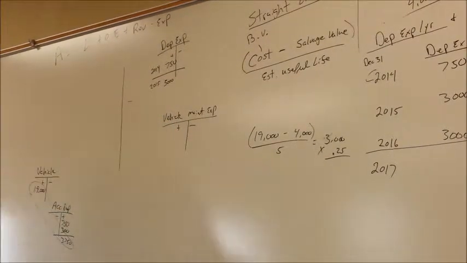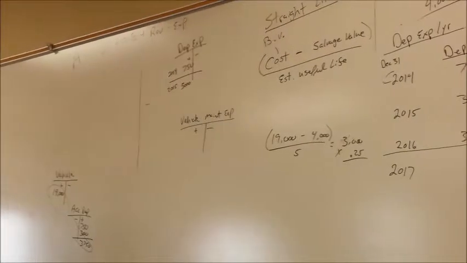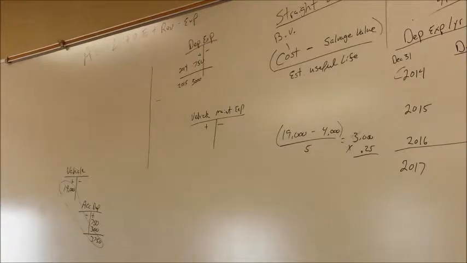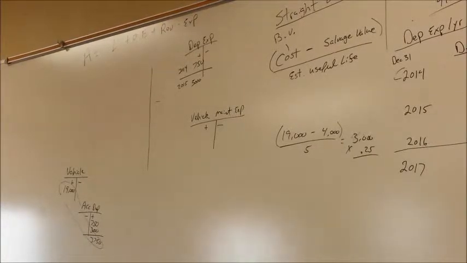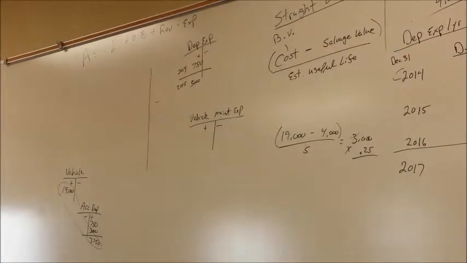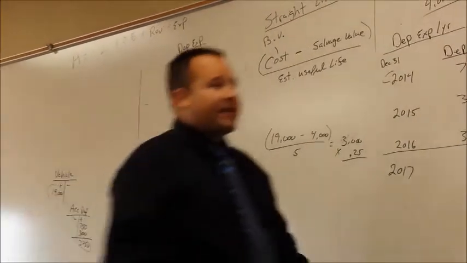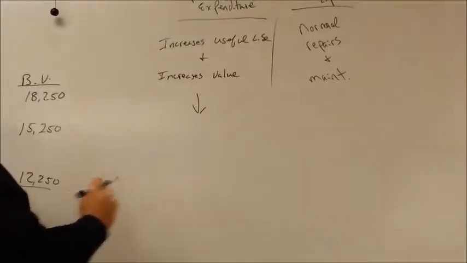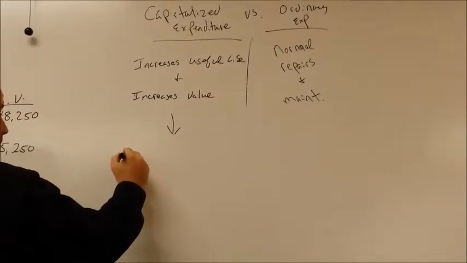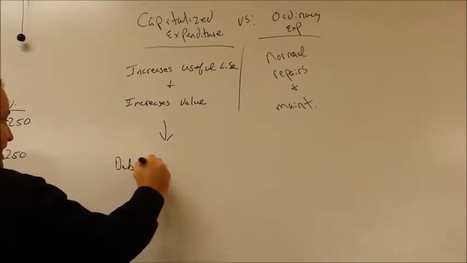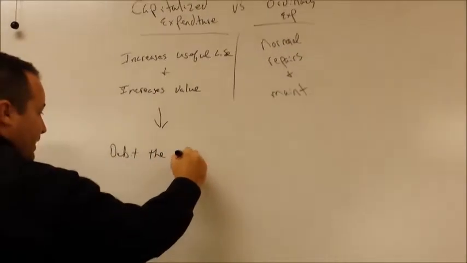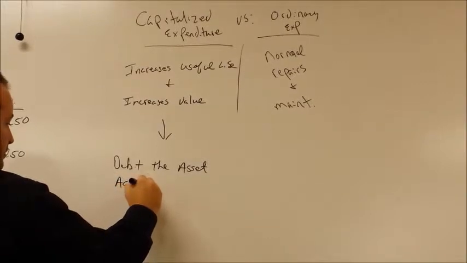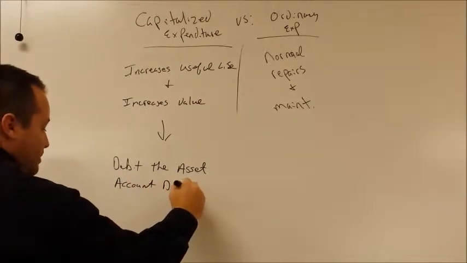Something like an engine. An engine's going to make your car probably worth a little bit more than it was with the older engine, and it's probably going to make it last longer. That would be a good example of a capitalized expense. And when you have a capitalized expense, whatever you purchase, you debit the asset account directly. And don't expense it.